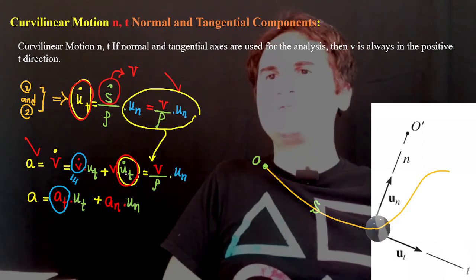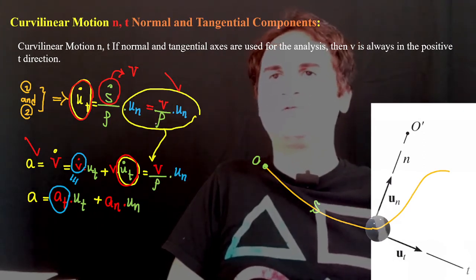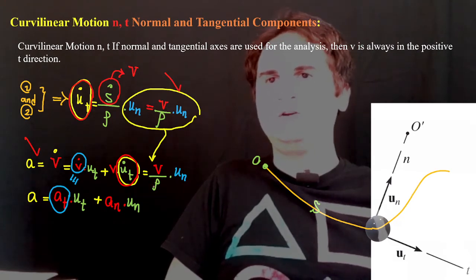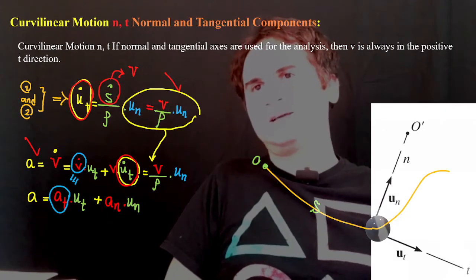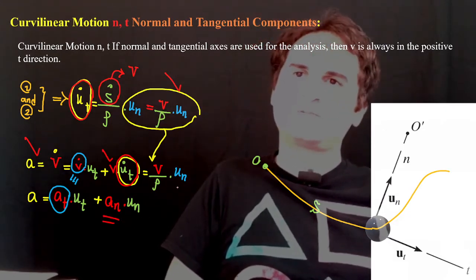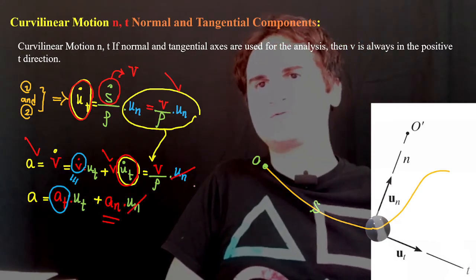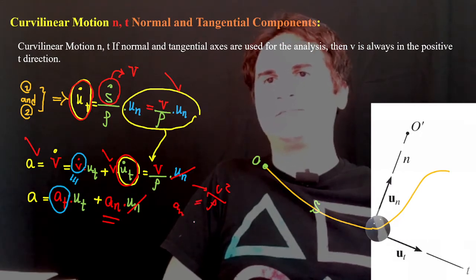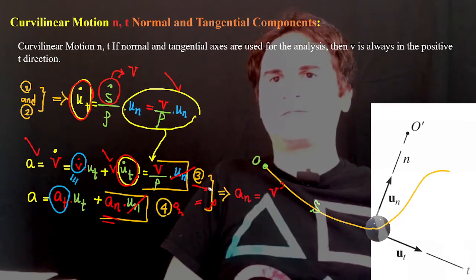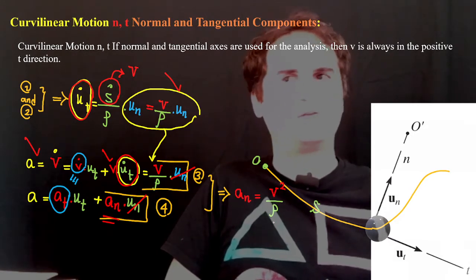And if you replace u dot t, like u dot t is equal to v over rho times un, so we have another v here, so an, this un by this un is cancelled out, we have v squared over rho, that's our an. So 1 and 2 simply say an is v squared over rho.